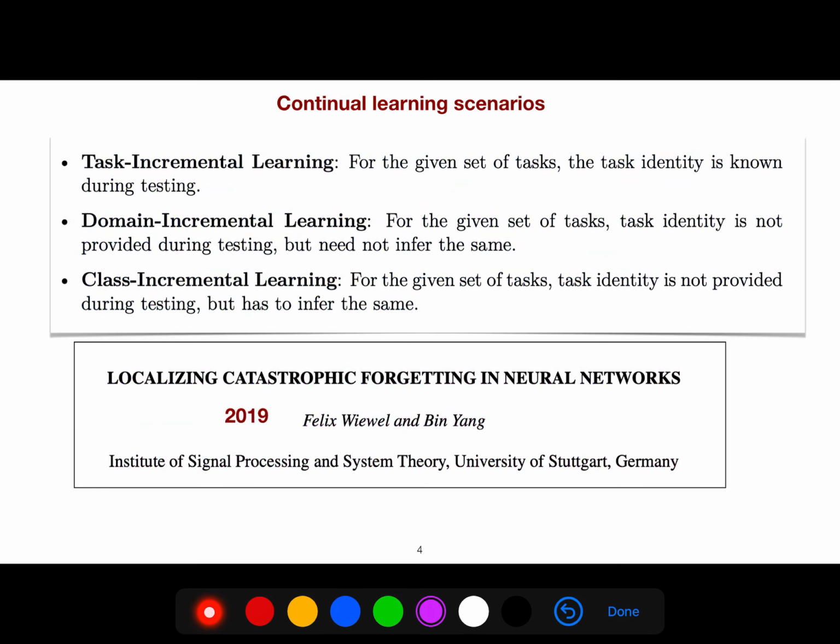Continual learning scenarios, if you read this beautiful paper, you will see that you can think about it like 3 different scenarios. It could be task incremental learning, it could be domain incremental learning, and it could be class incremental learning.